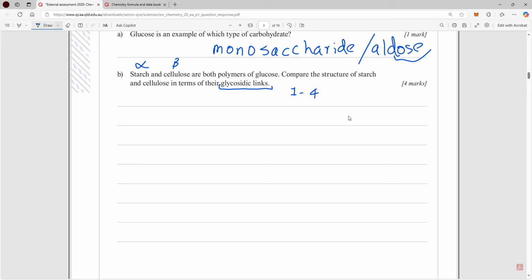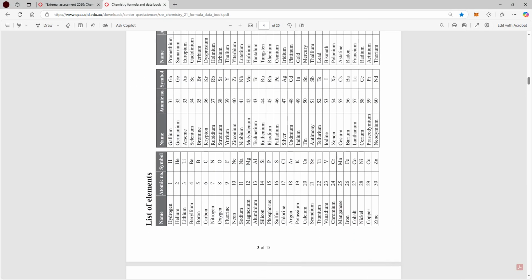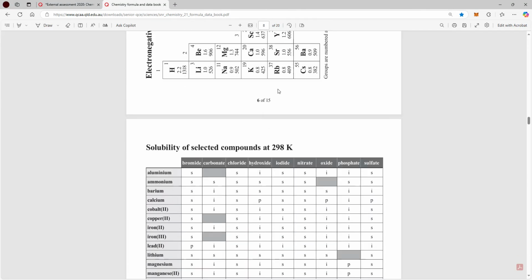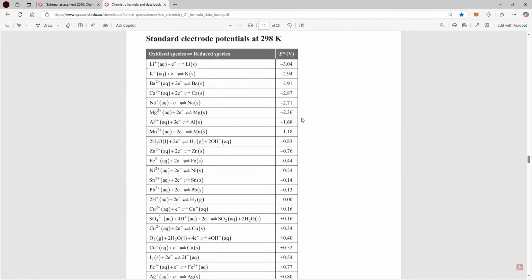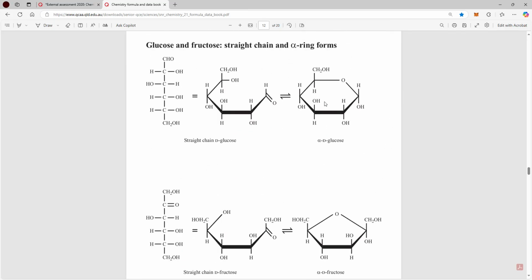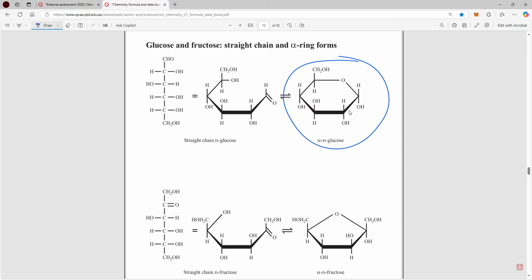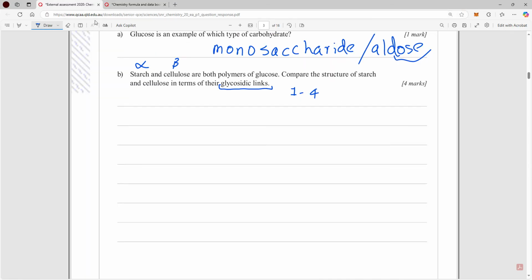So pretty much we need to compare the structure. On your data book, you're given alpha glucose, which is down here. So if we go down here, you're given the cyclic form, okay? And this is alpha glucose, okay? Now, the only difference between this and beta is the OH and the hydrogen are swapped, and this is what we call carbon one, okay? So what we'll do is draw the beta glucose and see how that looks, okay?